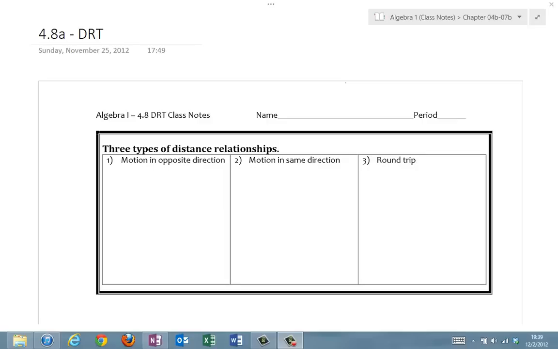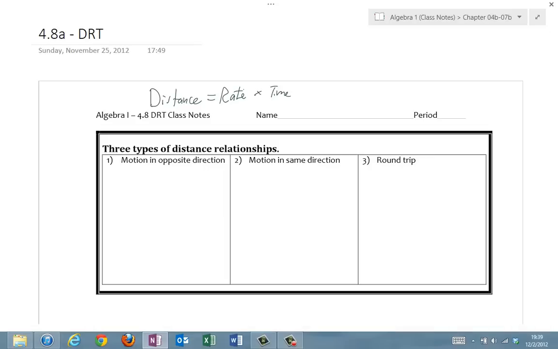Hello, we're going to talk about distance, rate, and time today. This is one of the most fundamental concepts when it comes to word problems. The fact that distance is equal to rate times time. We dealt with this a little bit when we started dimensional analysis.